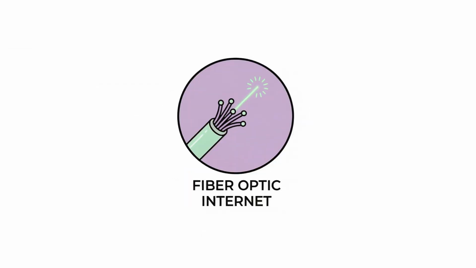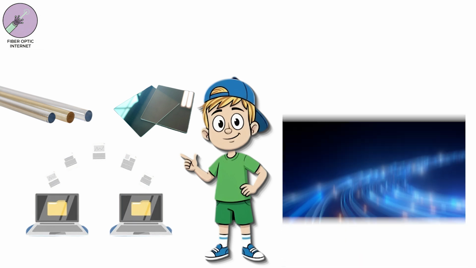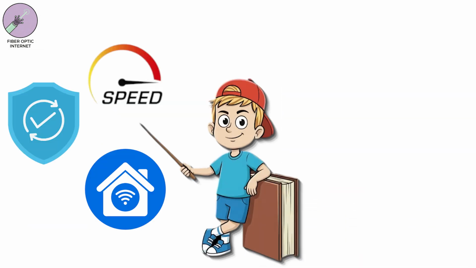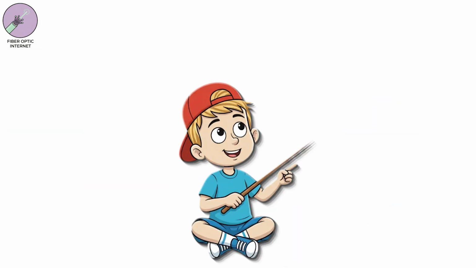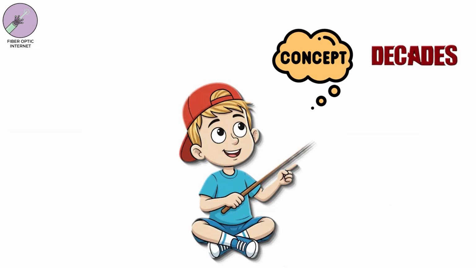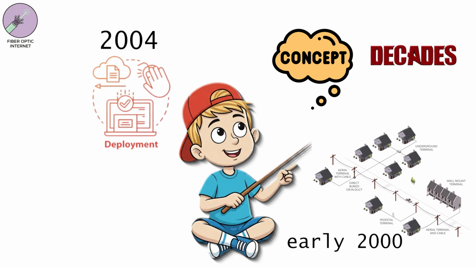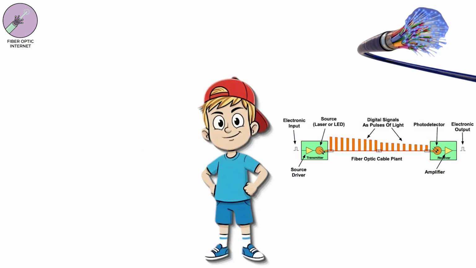Fiber optic internet uses thin glass or plastic strands to send data as light pulses. It's the fastest and most reliable home internet today, far outperforming copper systems like DSL and cable. Though the concept existed for decades, true fiber to the home began rolling out in the early 2000s with major deployments around 2004. Fiber carries information using light instead of electricity.